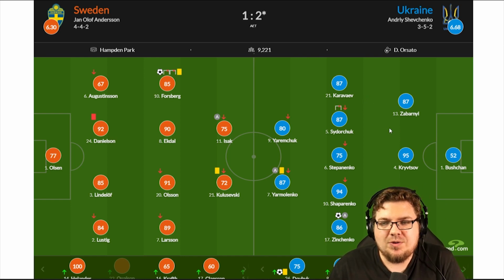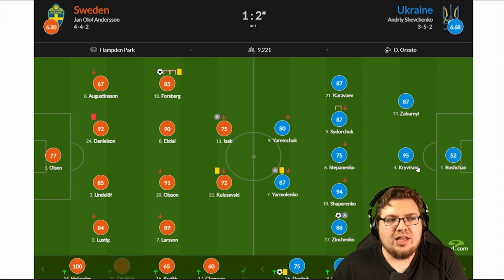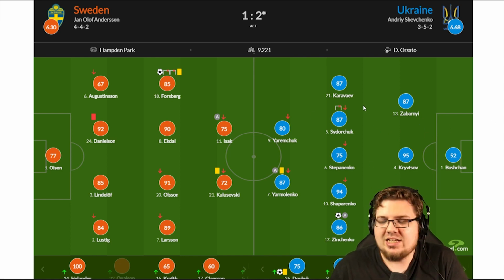I don't think that's what Ukraine want, and I think that gives England an even better chance, because I don't think England matching this is what Ukraine want at all. I think Ukraine want to play in the spaces that are unoccupied. I think Sweden set up in a way which Ukraine, and Shevchenko probably, looked at and thought, that's going to be good for us.